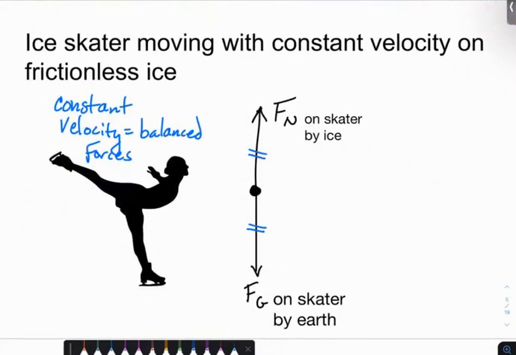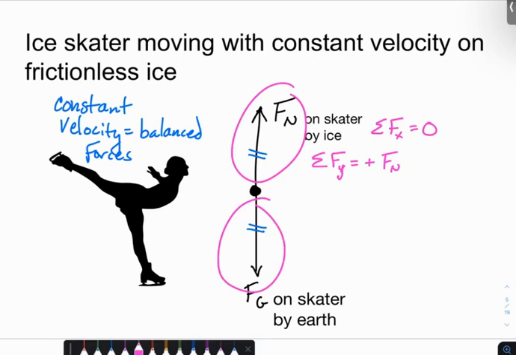For my ice skater that's moving with constant velocity on frictionless ice, again, the sum of my forces in the x direction is 0 because there's nothing going to the right or to the left. And I'm going to just work on writing my net force equation here. So the sum of my forces in the y direction, I have plus what goes up, and normal force is what goes up, so that's plus Fn, minus what goes down, which is my gravitational force, so minus Fg, equals mass times acceleration.